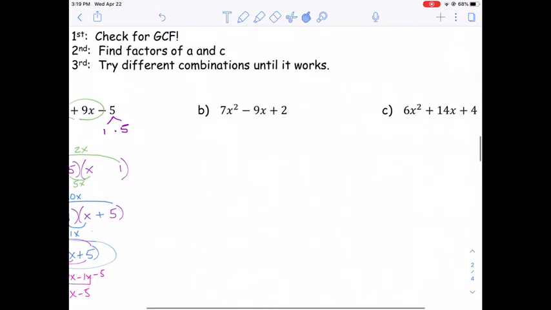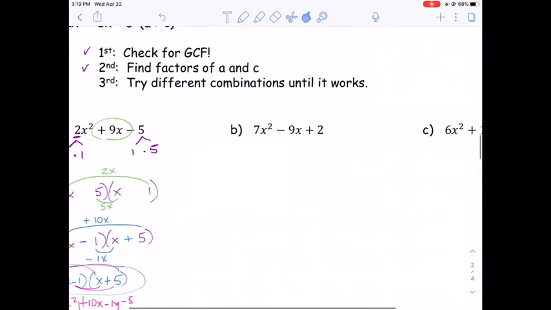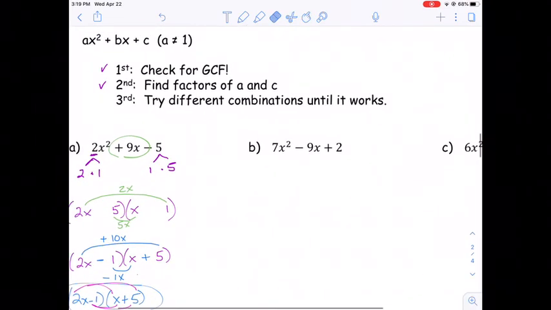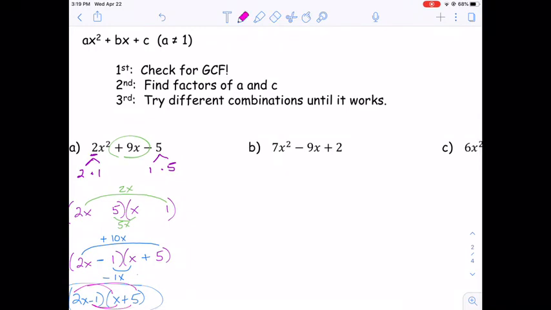Let's go on to problem B. First, check for greatest common factor. 7, 9, and 2. Does any number go into all three of those? No. There's nothing that I can factor out. So now I'm going to find the factors of A and C. The factors of 7 is just 1 times 7. Factors of 2 is 2 times 1.